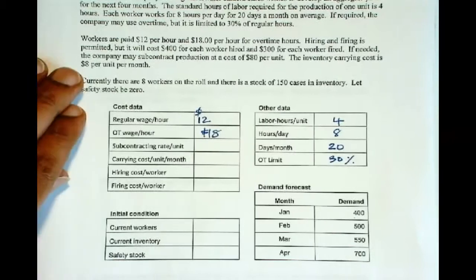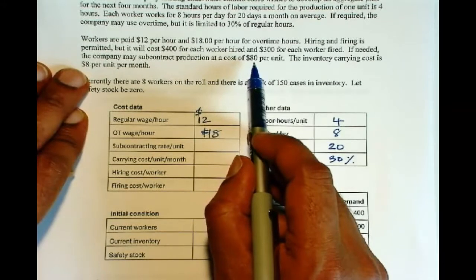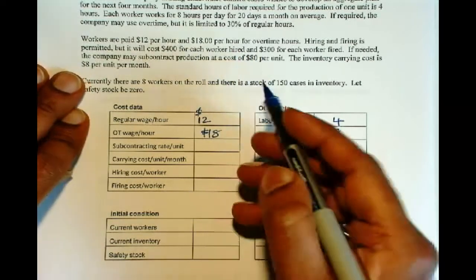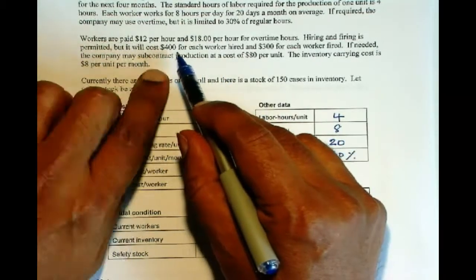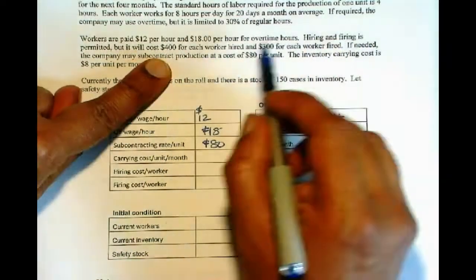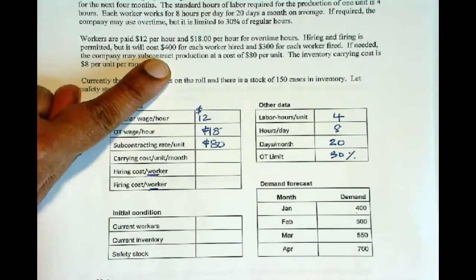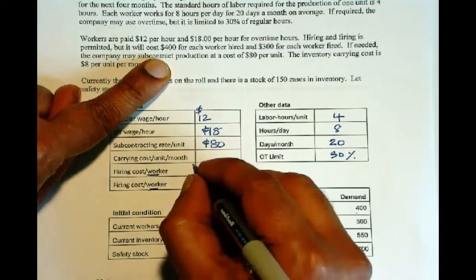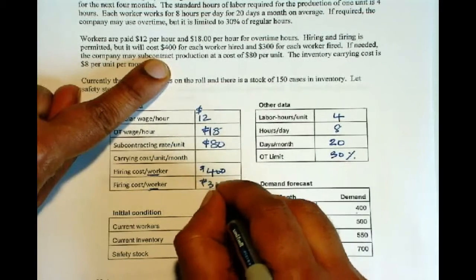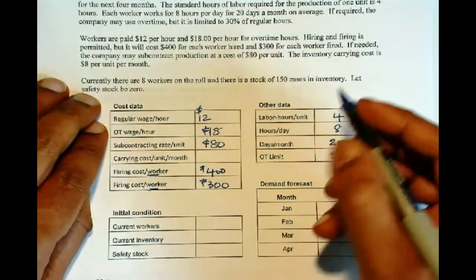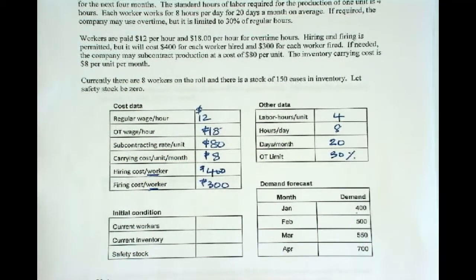Subcontracting cost is, well, subcontracting cost is given right here. It's $80. Now these are hiring cost and firing cost are per worker. So note that it is per worker and not per unit increase or decrease. So this is $400 and $300. And inventory carrying cost is $8 per unit per month.